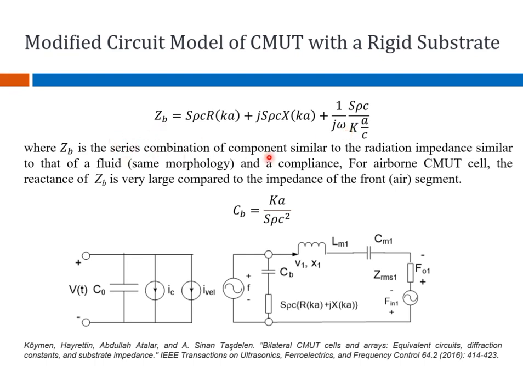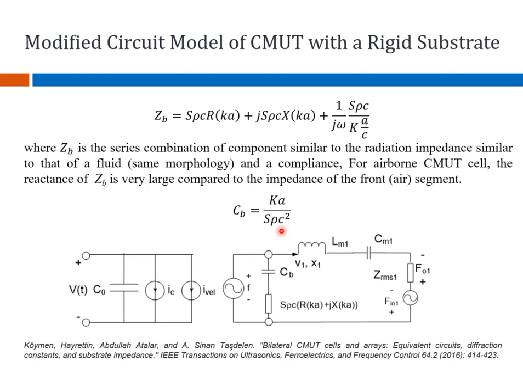So you see ZB is the series combination of the components, similar to the radiation impedance of the fluid, same morphology, but then it includes the compliance capacitance. So this capacitance has to be included with the real and imaginary parts, which are the radiation resistance and reactance. That's the radiation impedance of the waves in the backing, as a function of frequency, and to that you have to include, for solids, not for fluids, for Poisson ratios less than 0.5, a capacitance which represents the compliance of the backing.